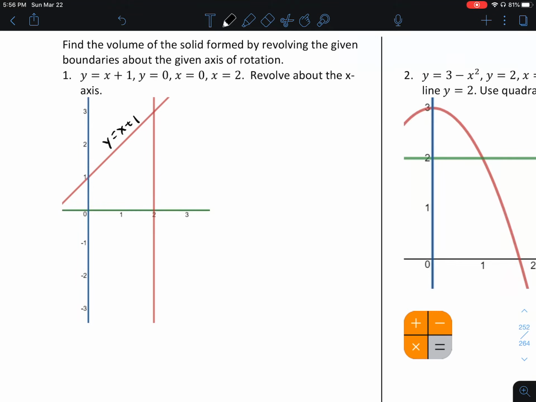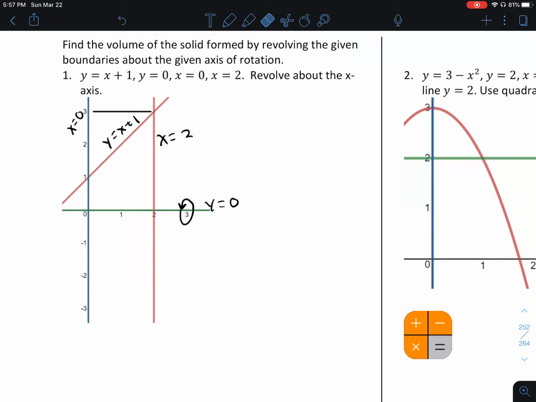X equals 0, that would be here. I might have said x, that's y equals 0. X equals 0 is here. X equals 2 is this vertical line. Revolving around the y-axis, that's going to look like this. It can revolve in either direction. So what that's going to be, looks like this is intersecting here at 3. So let's say that's the same down here.